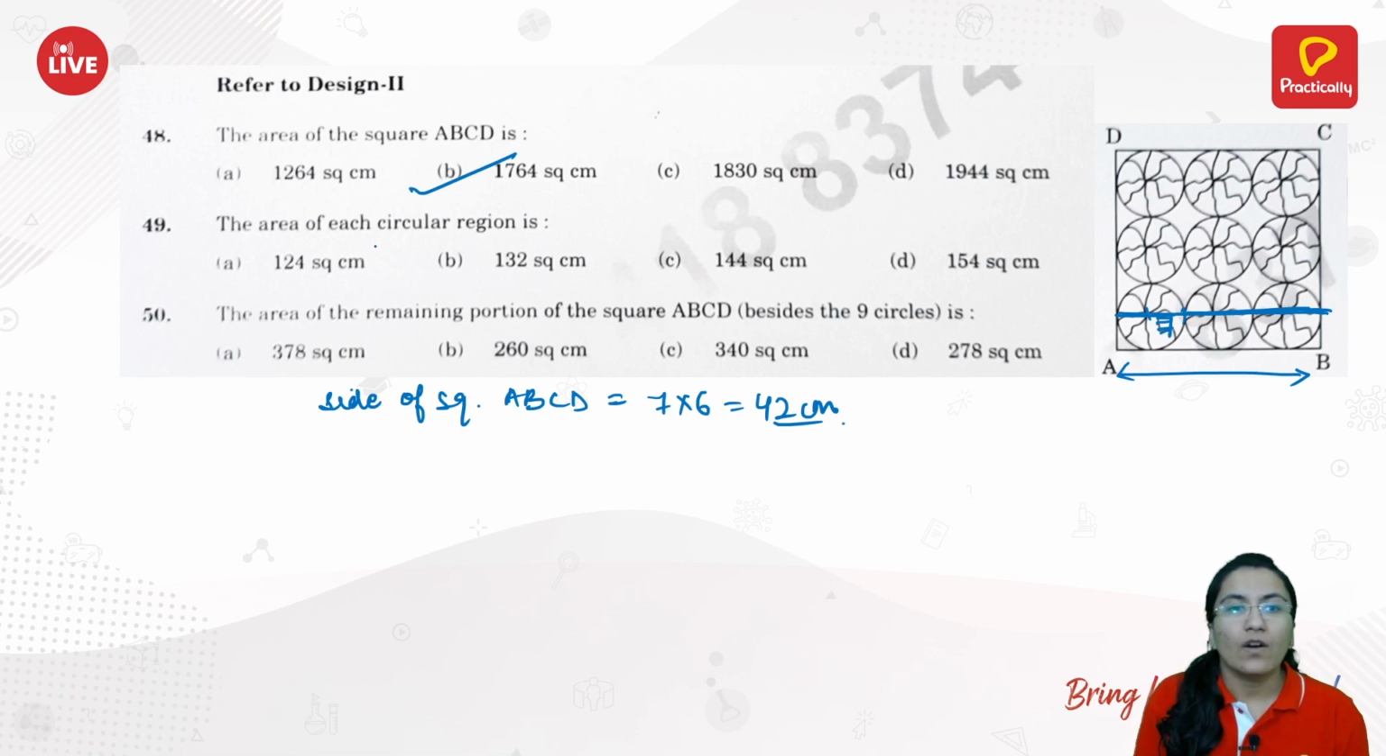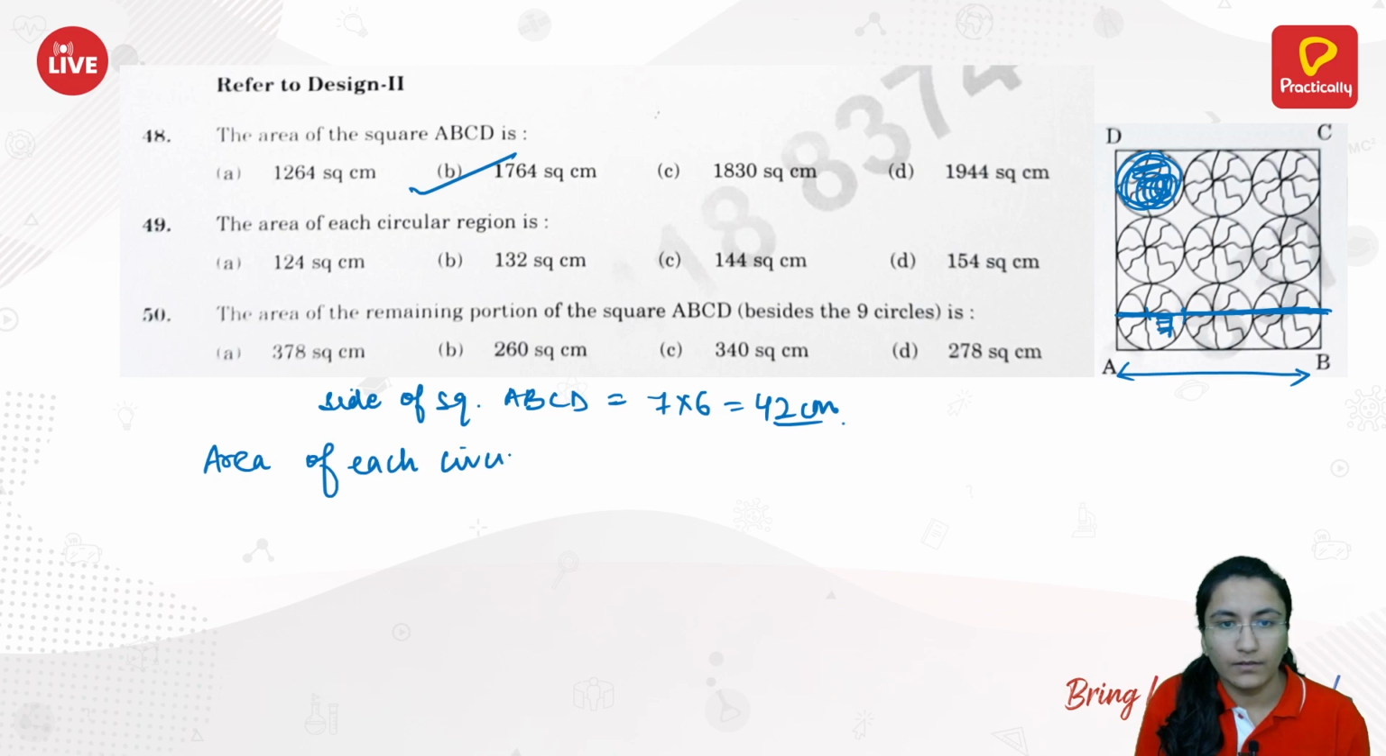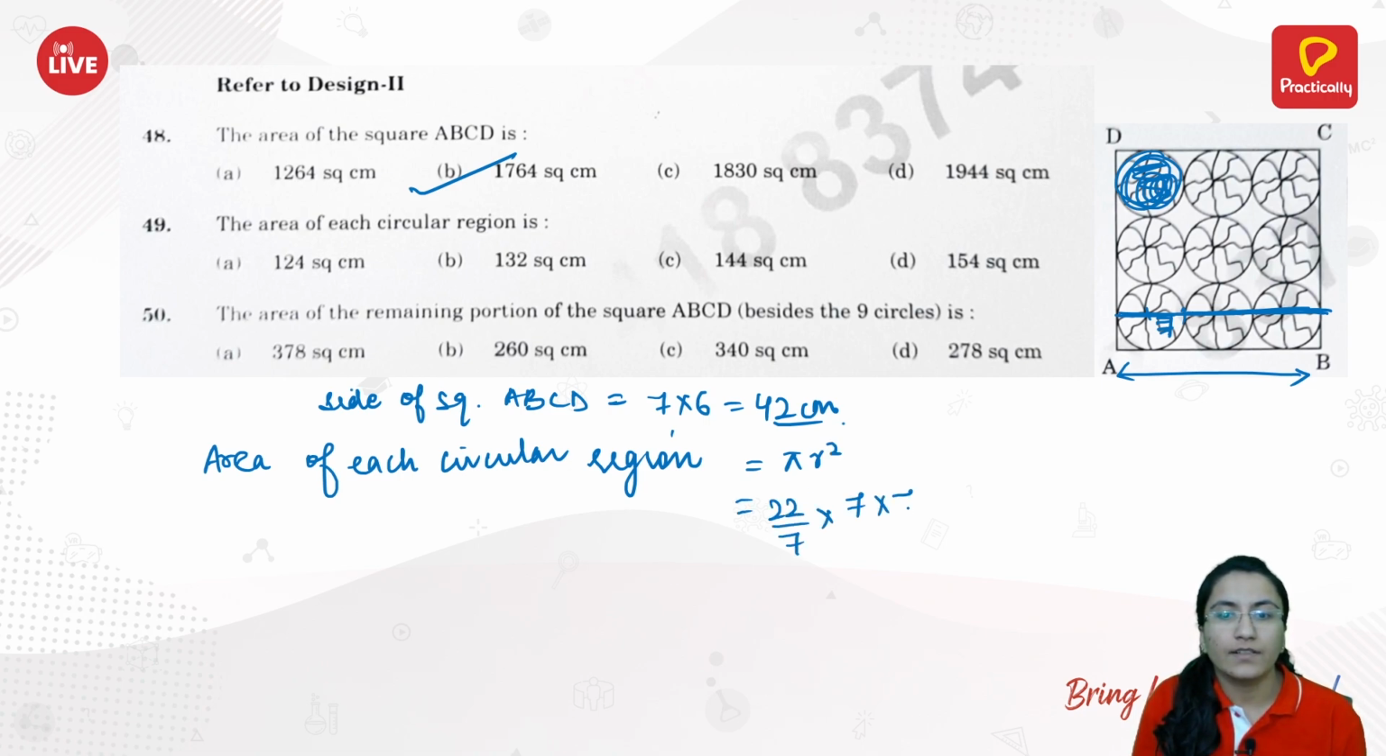Next is the area of each circular region, basically this region. Okay, so the radius is 7, so the area of each circular region is pi r square, that is pi is 22 by 7, r is 7 into 7, so you have 22 into 7, which is 154 centimeter square, that is D option.